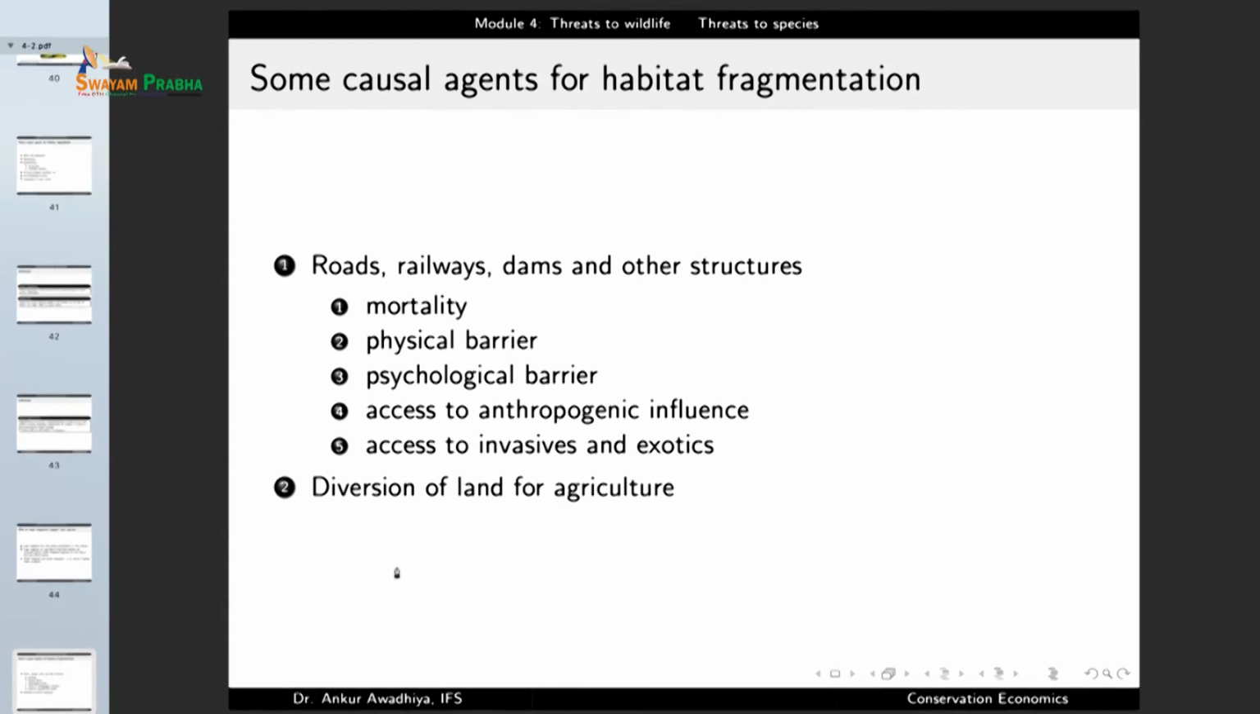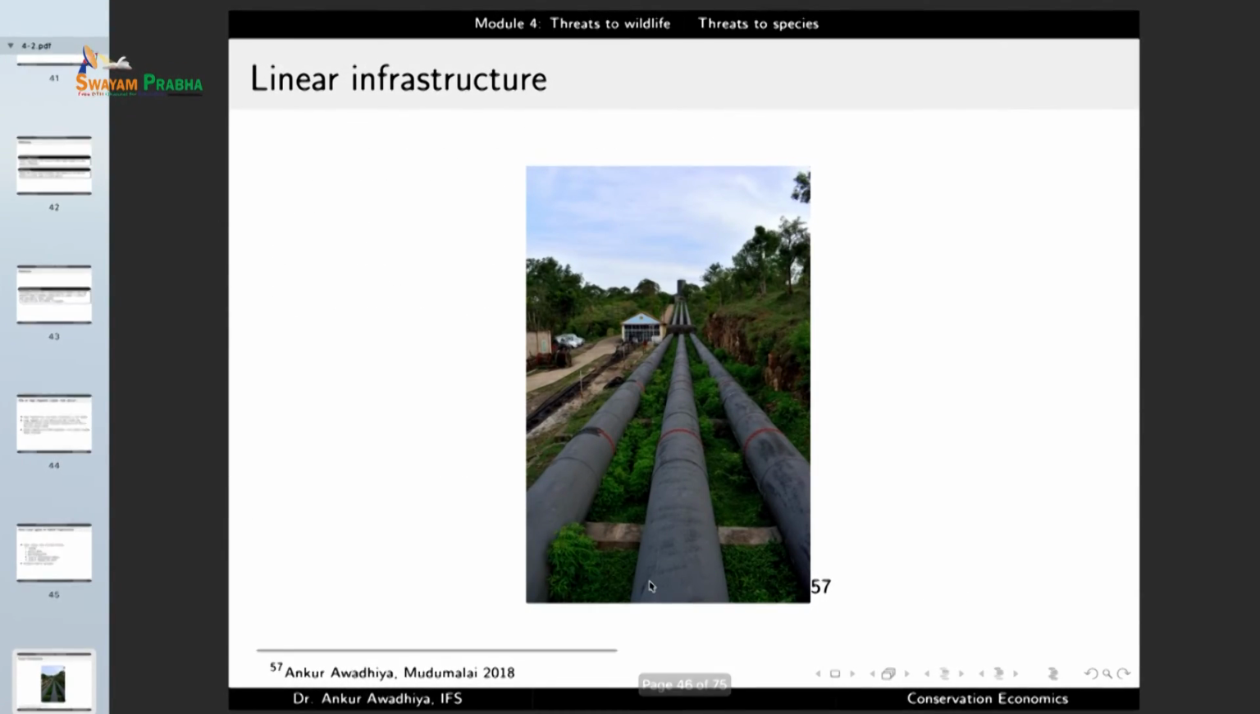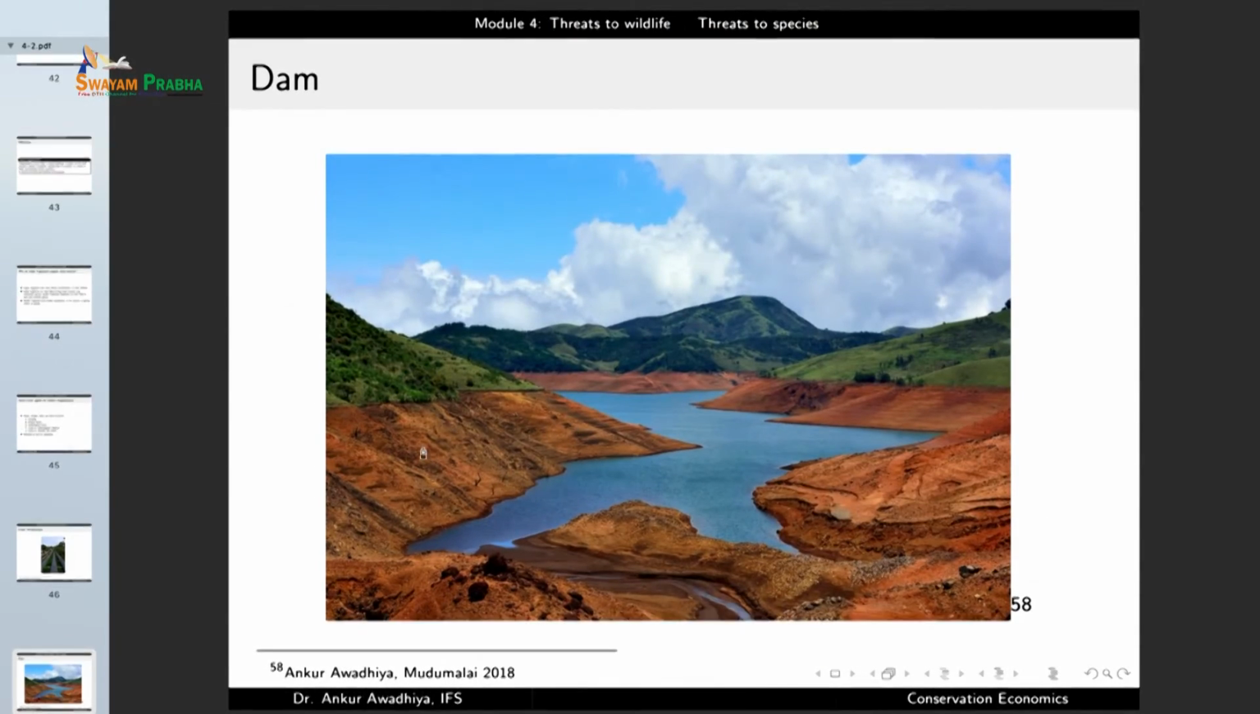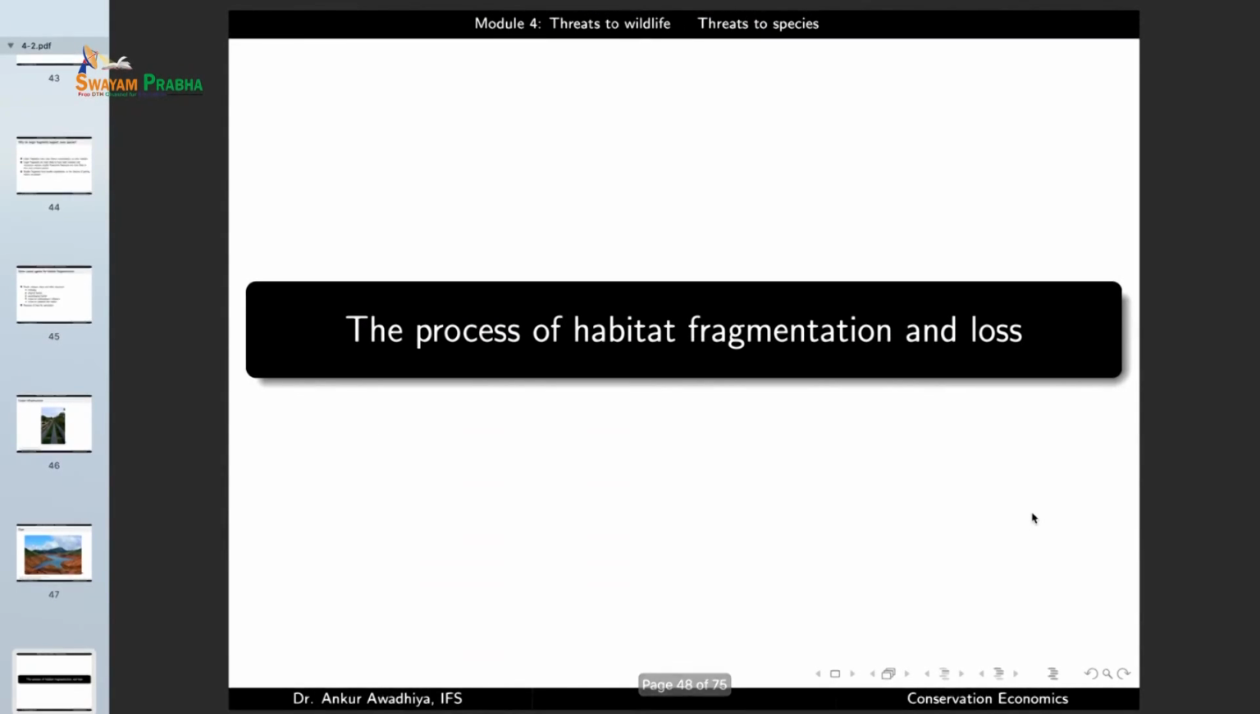Other causal agents for habitat fragmentation include diversion of land for agriculture. Here we are seeing linear infrastructure in the form of pipelines. If you have such pipelines, animals find it very difficult to cross from this area to that area. If you have a dam, an animal will not be able to cross just like this. It will have to either cross a very long stretch, or it will just not cross this area. So a dam causes habitat fragmentation.